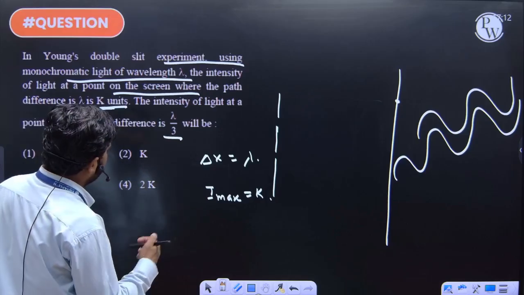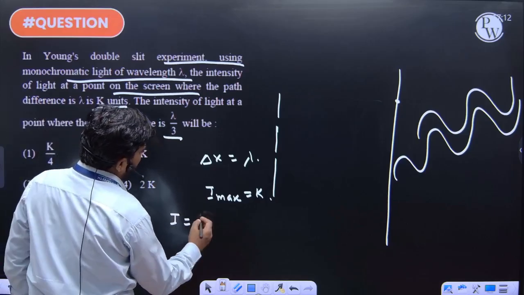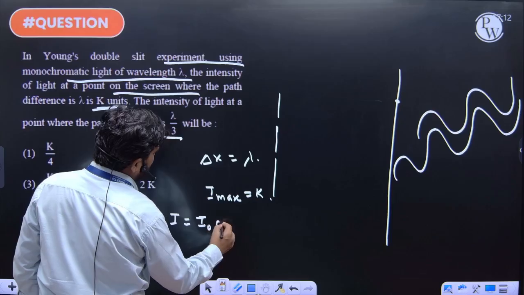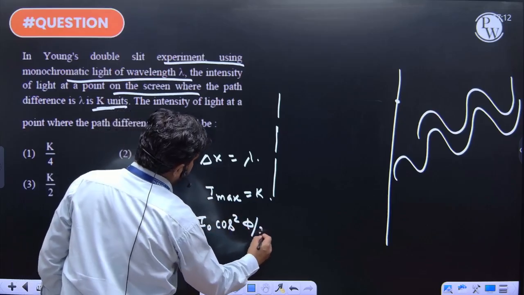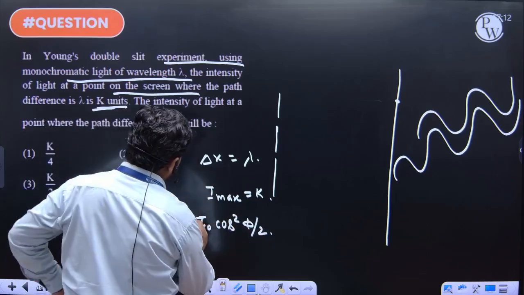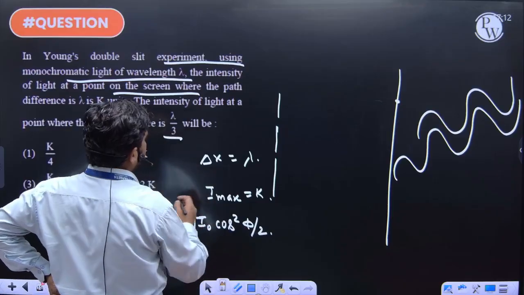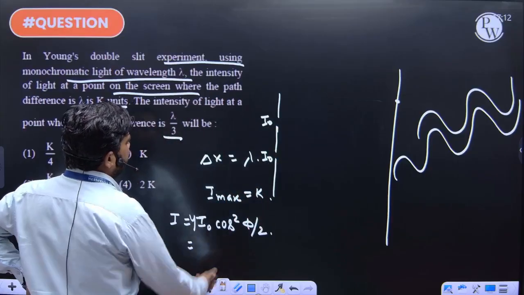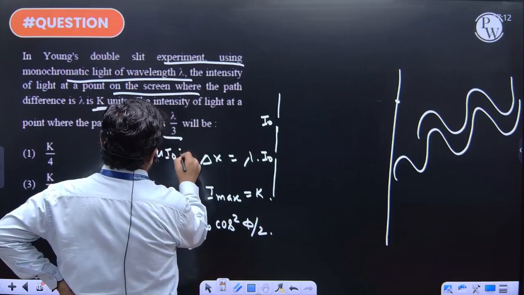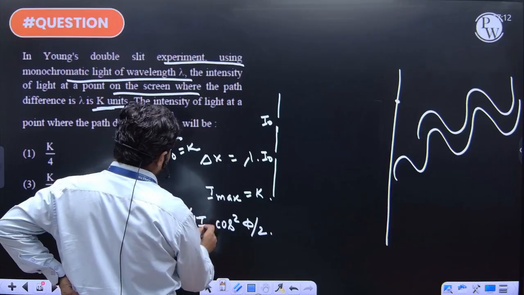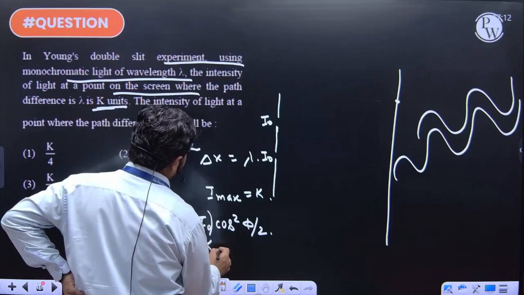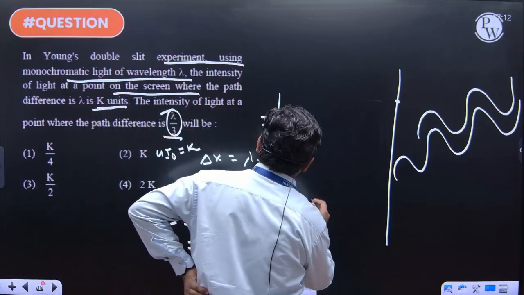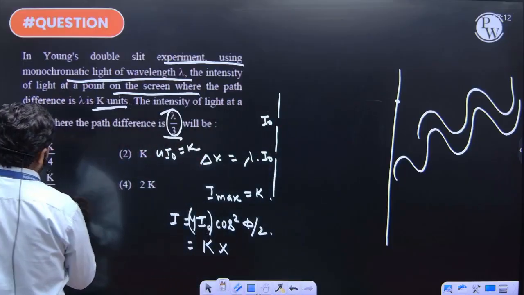Correct. Now you know the formula, I is equal to I naught cos square phi by 2. Or you can write it as 4 I naught. If this one has intensity I naught and this one has intensity I naught, then it will become 4 I naught. And here 4 I naught is equal to k. So here it is k cos square phi by 2. What is the path difference? Lambda by 3. So what is the relation between the path difference and phase difference?